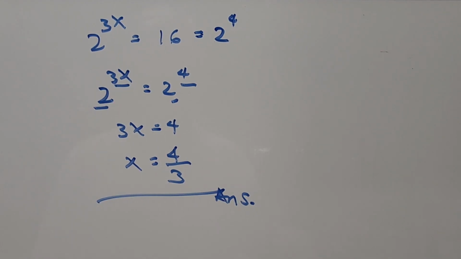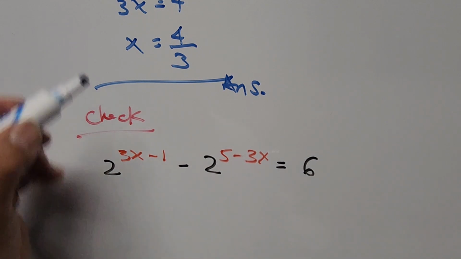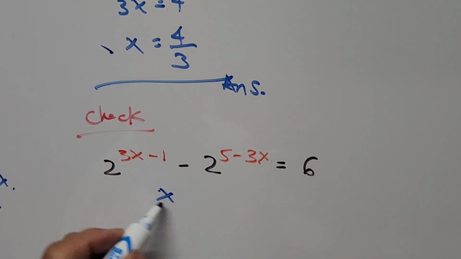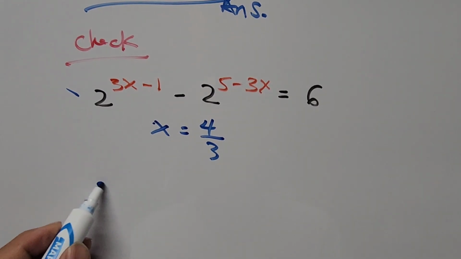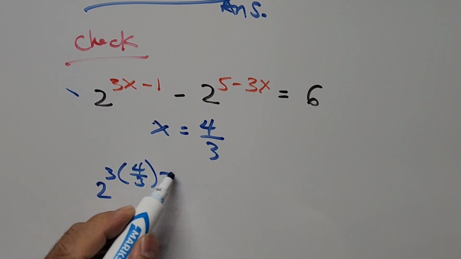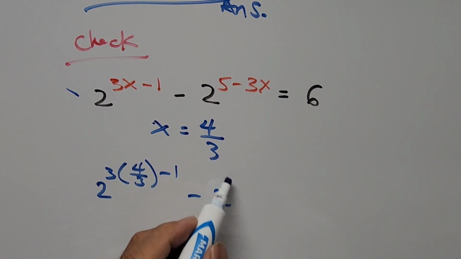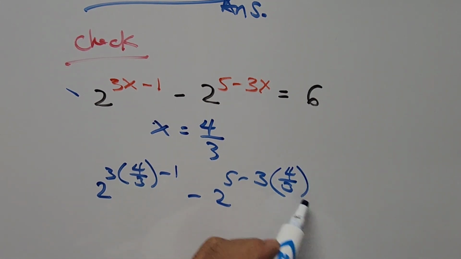And so now let's check our answer. We have our original equation, 2 to the power of 3x minus 1, minus 2 to the power of 5 minus 3x, equals 6, and the value of x is 4/3. So we substitute this value into the original equation. Now we have 2 to the power of 3 times 4/3, minus 1, minus 2 to the power of 5 minus 3 times 4/3. Is this equal to 6?